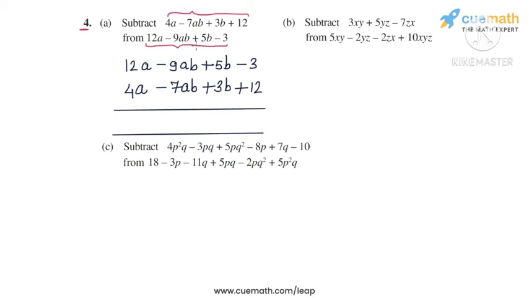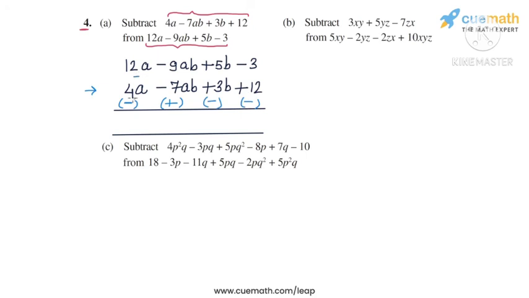Now because we are subtracting the second expression, we can reverse the sign of each term of the second expression and add it to the corresponding term in the first expression. So for example, 4a will become minus 4a, minus 7ab will become plus 7ab, 3b will become minus 3b, and then plus 12 will become minus 12. So the signs will change for the second expression.